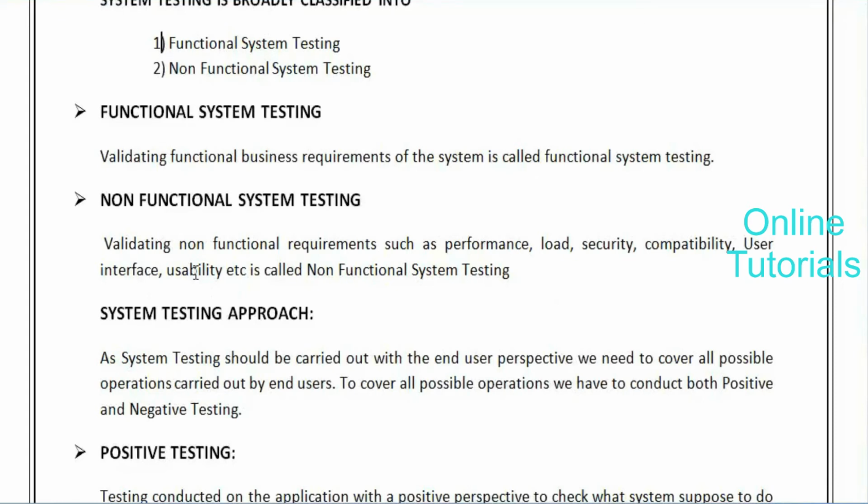Any doubts? Then what is the major difference between user interface and usability? I told you before that user interface and usability are different.